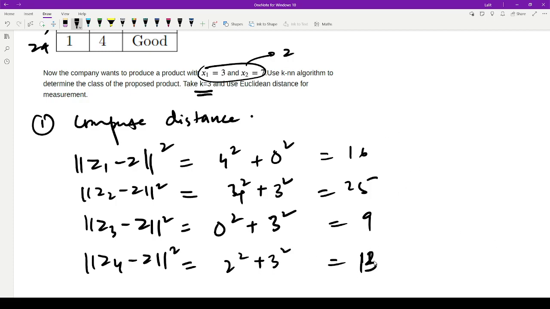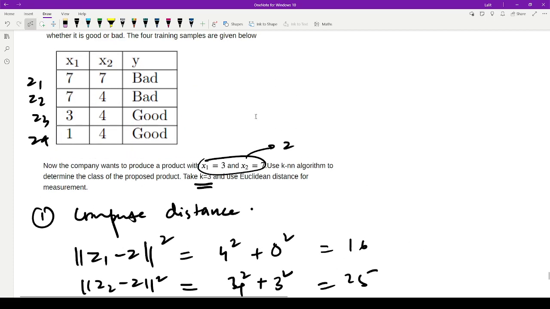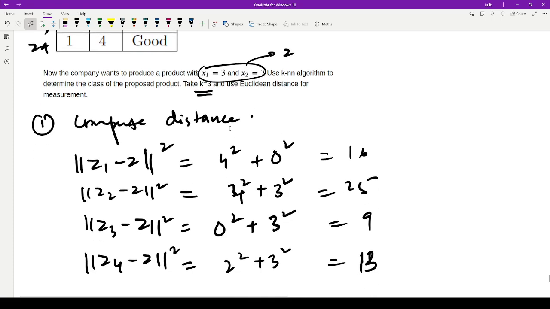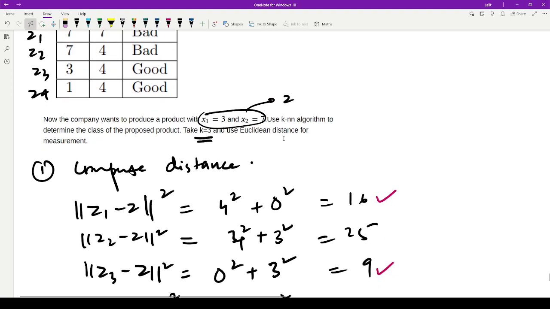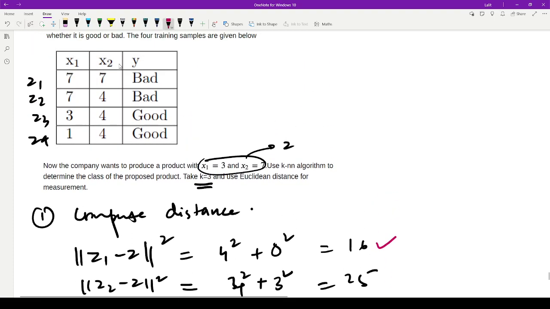Given these distances, well, these are squared distances, so we can use them directly instead of taking a square root. What do we need to do? We need to check k equals 3. That means what are the three nearest points from this query point? The query point is z. The three nearest are 9, 9, 13, and 16. Given these three nearest points, what do we need to check now?